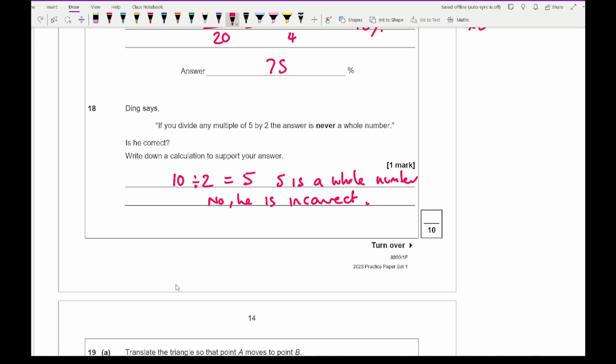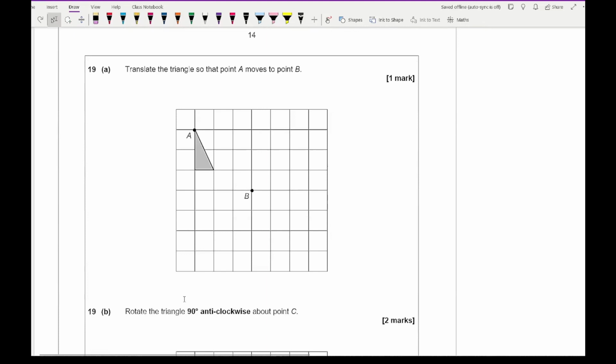So in other words, you don't have to pick 10, as long as you're picking an even multiple of 5 and dividing by 2 and showing that it gives you a whole number, that would be absolutely fine. Moving on to question 19, it says translate the triangle so that the point A points to point B. So all we need to do is simply move this point over to there. So that's going to be here and like so.